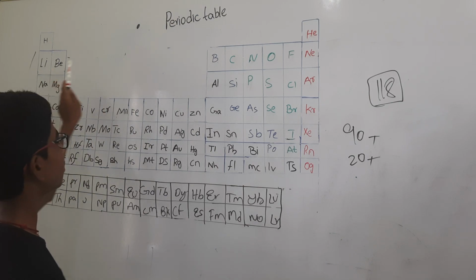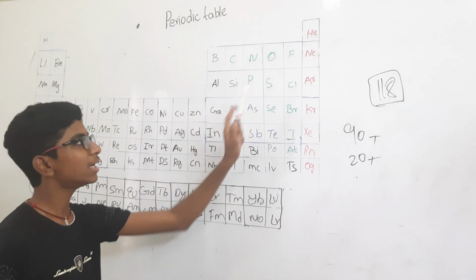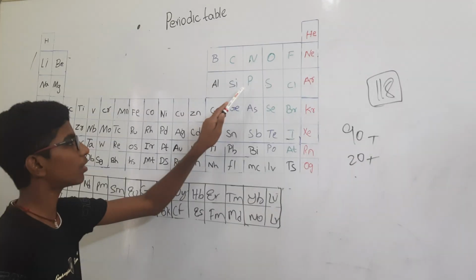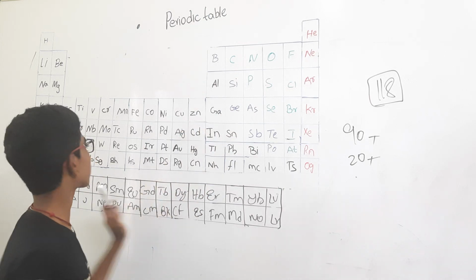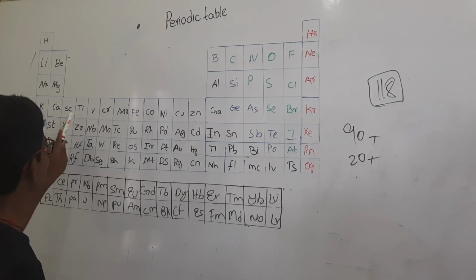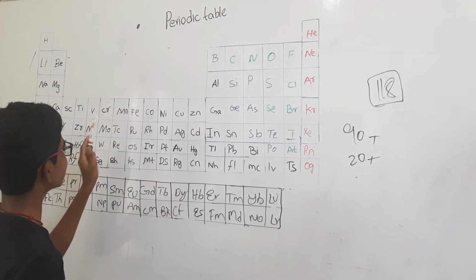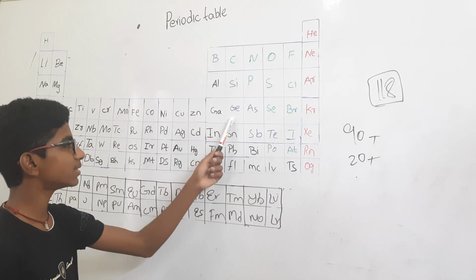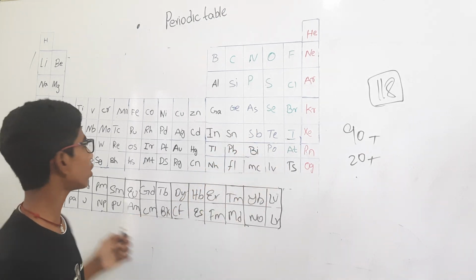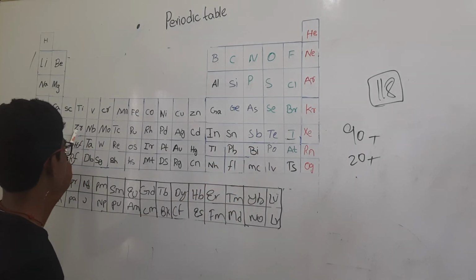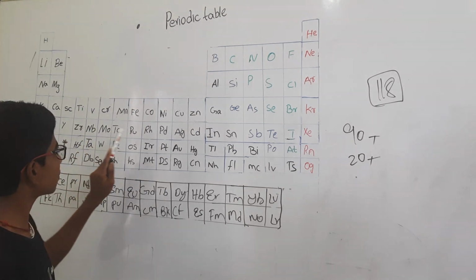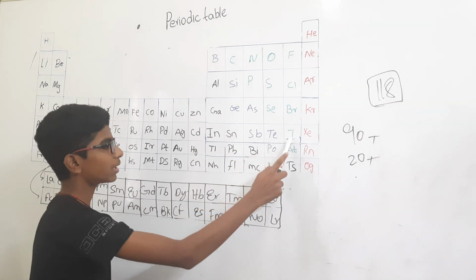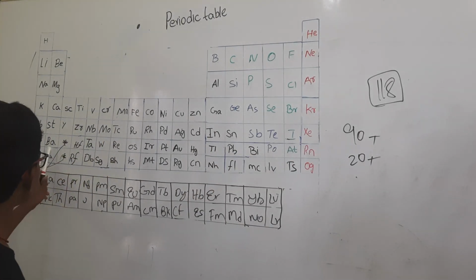Hydrogen, helium, lithium, beryllium, boron, carbon, nitrogen, oxygen, fluorine, neon, sodium, magnesium, aluminium, silicon, phosphorus, sulfur, chlorine, argon, potassium, calcium, scandium, titanium, vanadium, chromium, manganese, iron, cobalt, nickel, copper, zinc, gallium, germanium, arsenic, selenium, bromine, krypton, rubidium, strontium, yttrium, zirconium, niobium, molybdenum, technetium, ruthenium, rhodium, palladium, silver, cadmium, indium, tin, antimony, tellurium, iodine, xenon, cesium, barium.